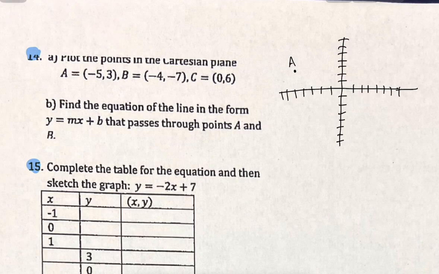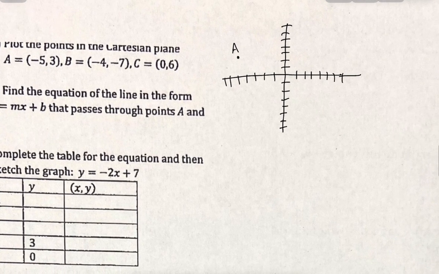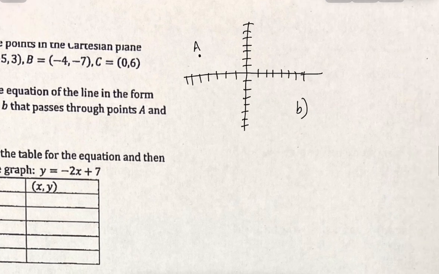Now, I would like to talk about 14B, okay? So 14B says, find the equation of the line in the form y equals mx plus b that passes through points A and B. So I would like to talk about what I want you to do for that. The first step you always take when doing that method to find the equation of a line between 2 points: the first thing you find is your slope.